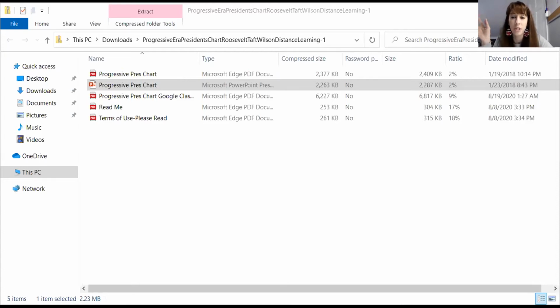Okay. All right. So here's your 3 progressive presidents. We're focusing on Roosevelt, Taft, and Wilson. So this just gives you a few pieces to break down what each president does that is important as a progressive. And again, progressives are about making positive change.